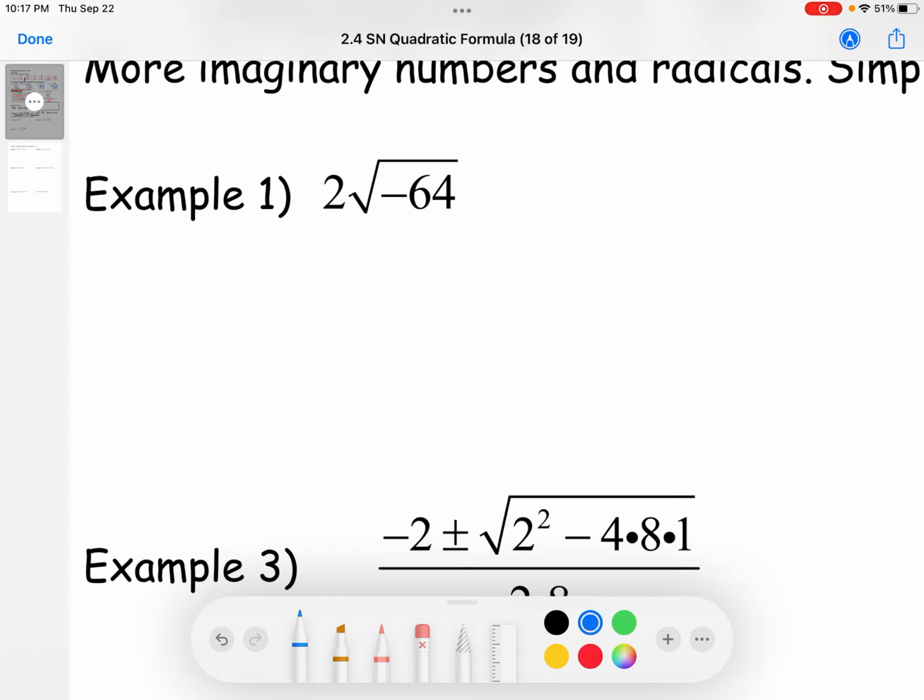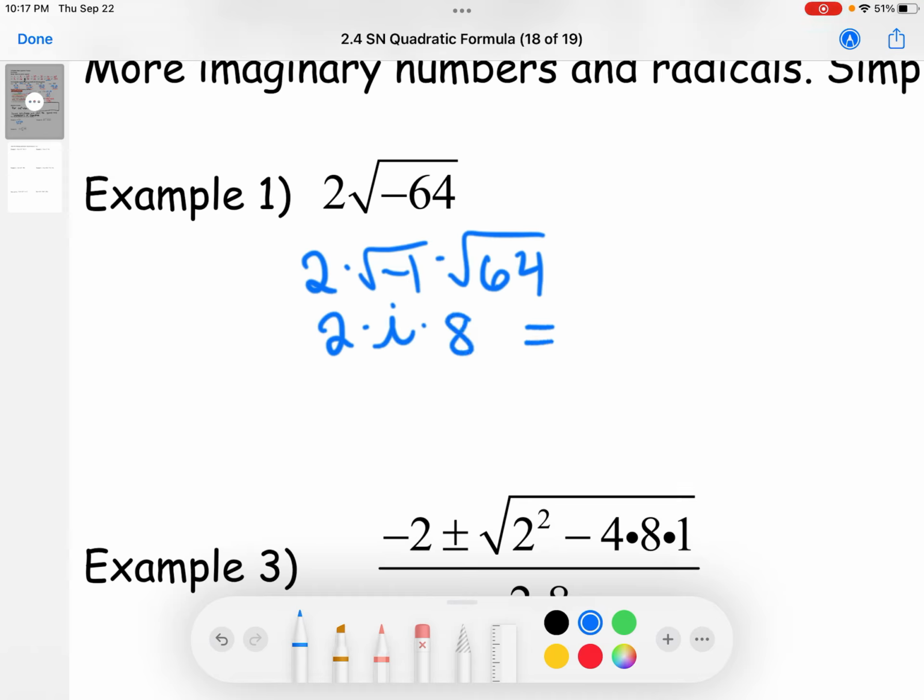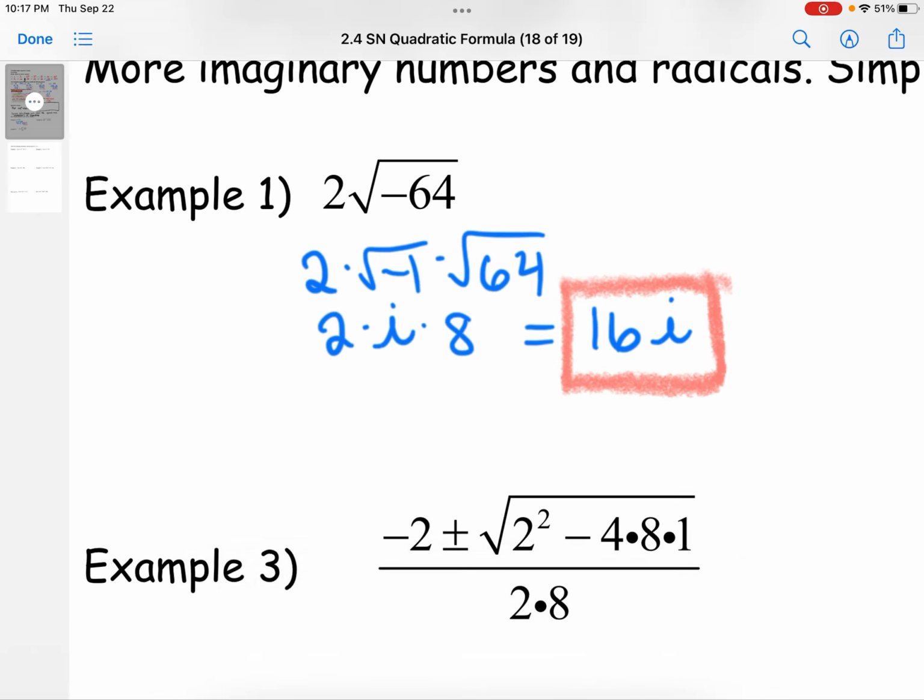This coefficient 2 acts like a coefficient of a term. This coefficient 2 stays. The square root of a negative, factor out that negative. So we'll factor out that -1. That leaves the square root of 64. Well, the 2 is a multiplier. All this is multiplied. The square root of -1 is i. Square root of 64 is 8. Multiply 2 times 8. This is 16i. So 2 square root -64 simplifies to 16 times i, or just 16i.